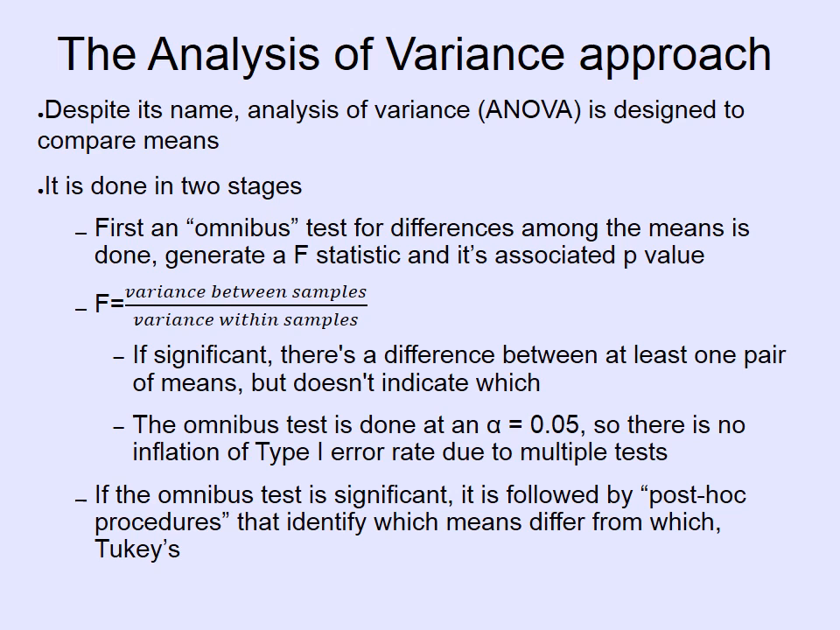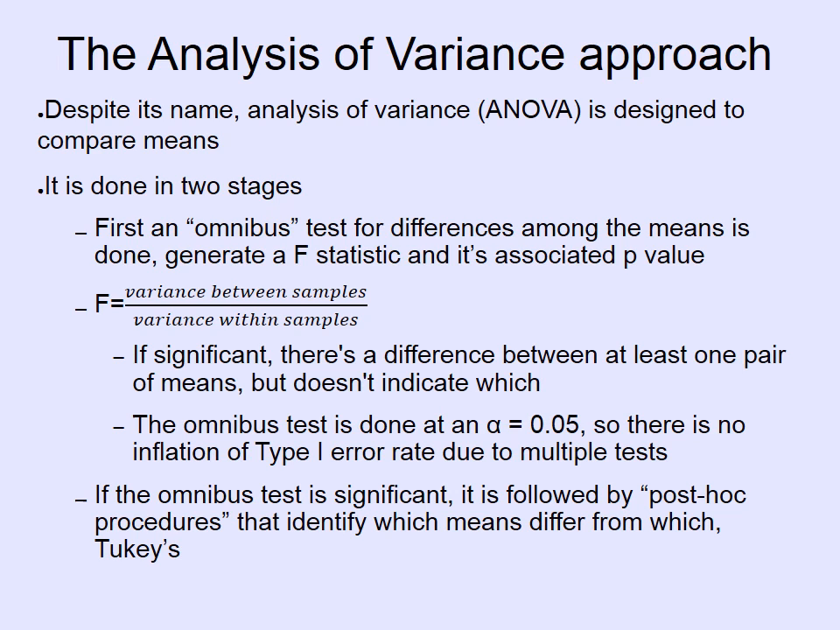Methodology. The ANOVA is done in two stages, and there's an omnibus test for differences among the means. It generates an F statistic and its p-value. Now, we've seen that F statistic before. If you recall, Levene's test for equal variances used an F statistic, and we're using the same F distribution here. The F statistic is calculated a little differently because in the ANOVA we're looking at whether variance between samples, or between the groups, is equal to variance within samples. And of course, if it's equal, in a ratio, they're going to equal 1.